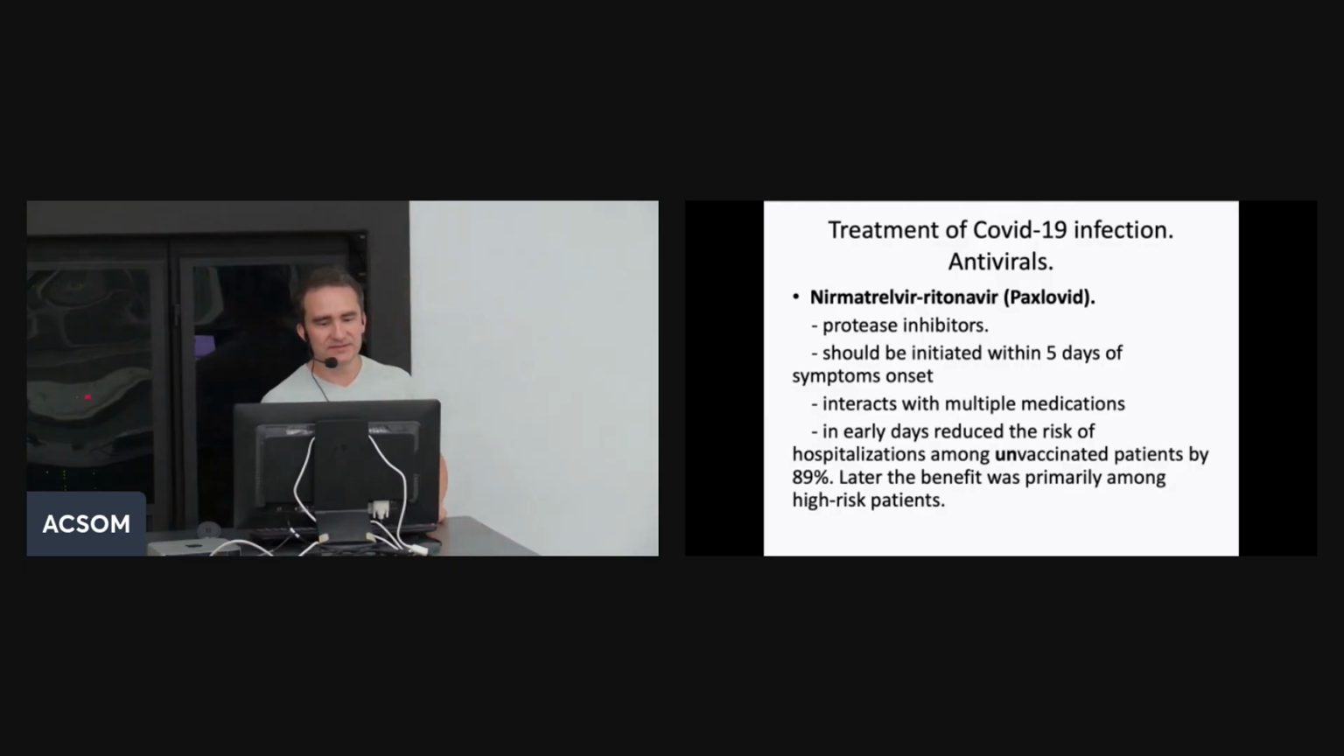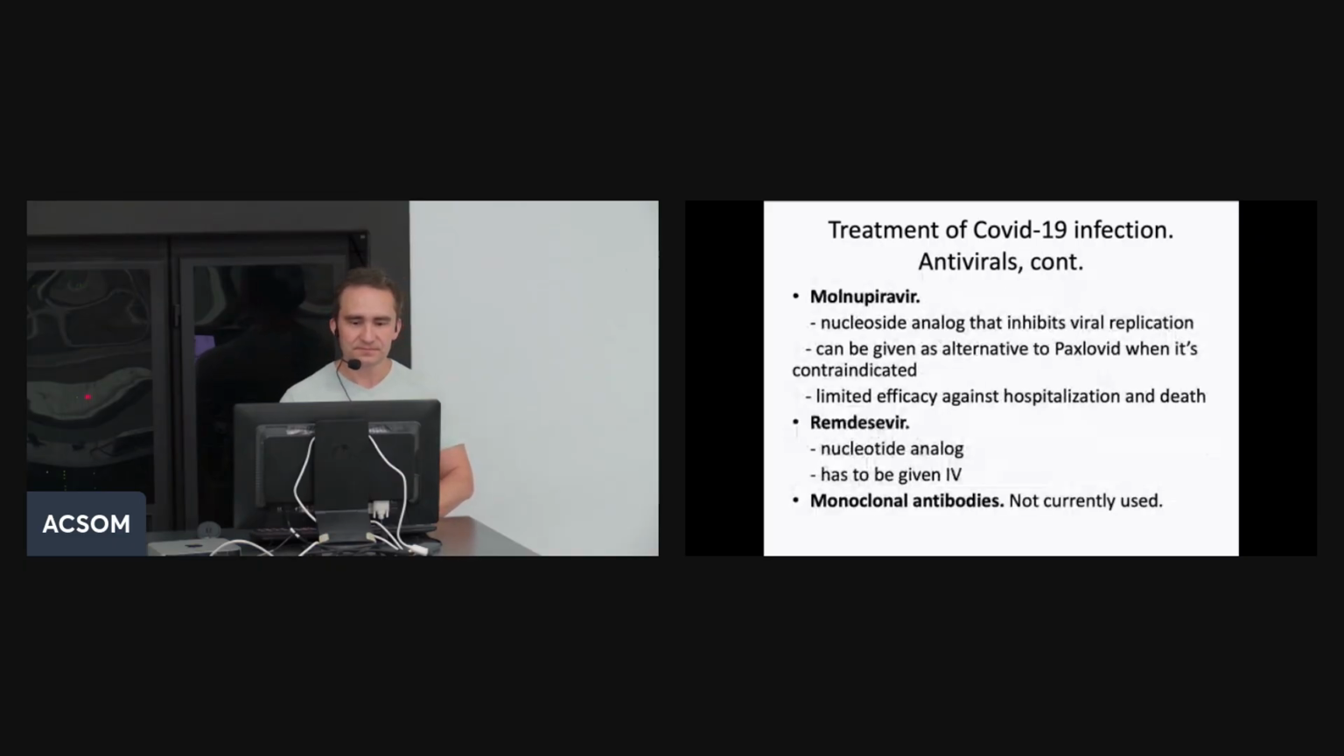In the early days, it was shown to be very effective, when a lot of people were not vaccinated yet. It decreased the risk of hospitalization by 89%. I think right now the benefit could be less, because if somebody had the virus before, they already have some immunity, or if somebody was vaccinated. The benefit was shown to decrease over time, not because the medication changed or the virus changed, but because patients already have some immunity.